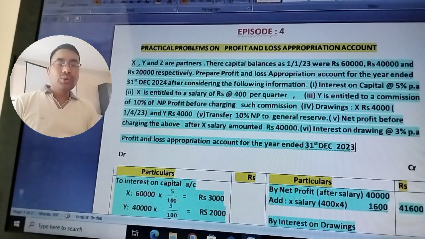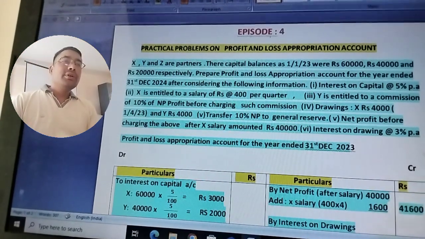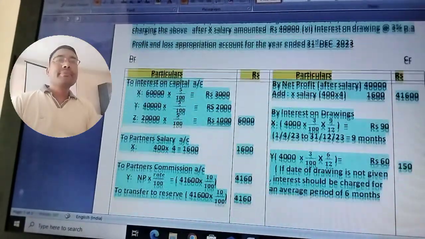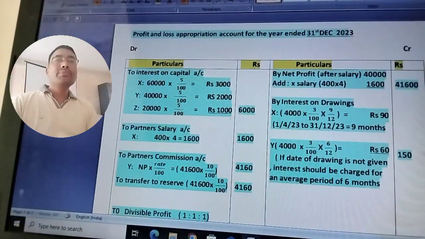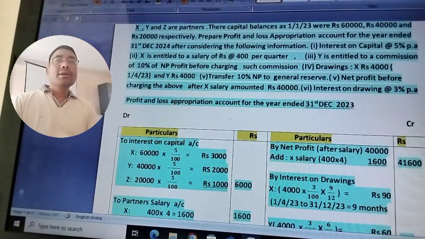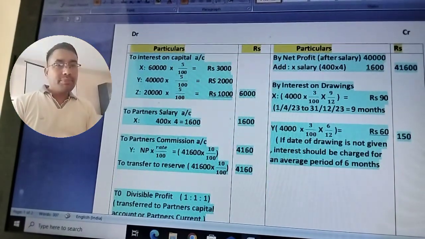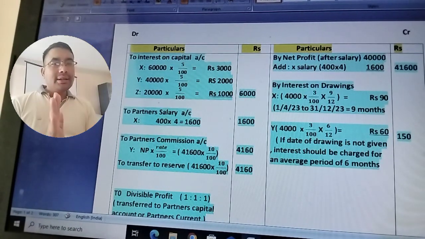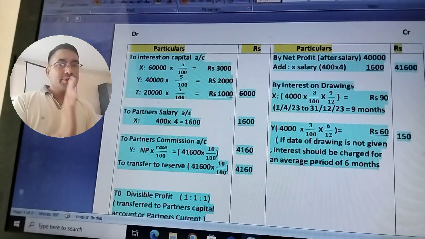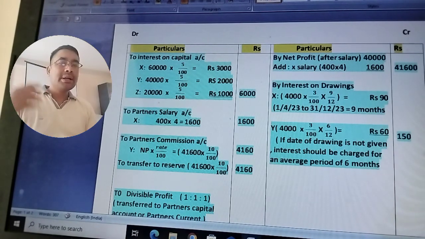Now let's go for the main thing. Now let's prepare the profit and loss appropriation account. See, on the debit side of the profit and loss appropriation account, what you have to do first, you have to write net profit. Then, on the credit side of the profit and loss appropriation account, you have to write net profit, then interest on drawings. All other items will appear on the debit side, like interest on capital, partner's salary, partner's commission, transfer to reserve, divisible profit. Everything will appear on the debit side.